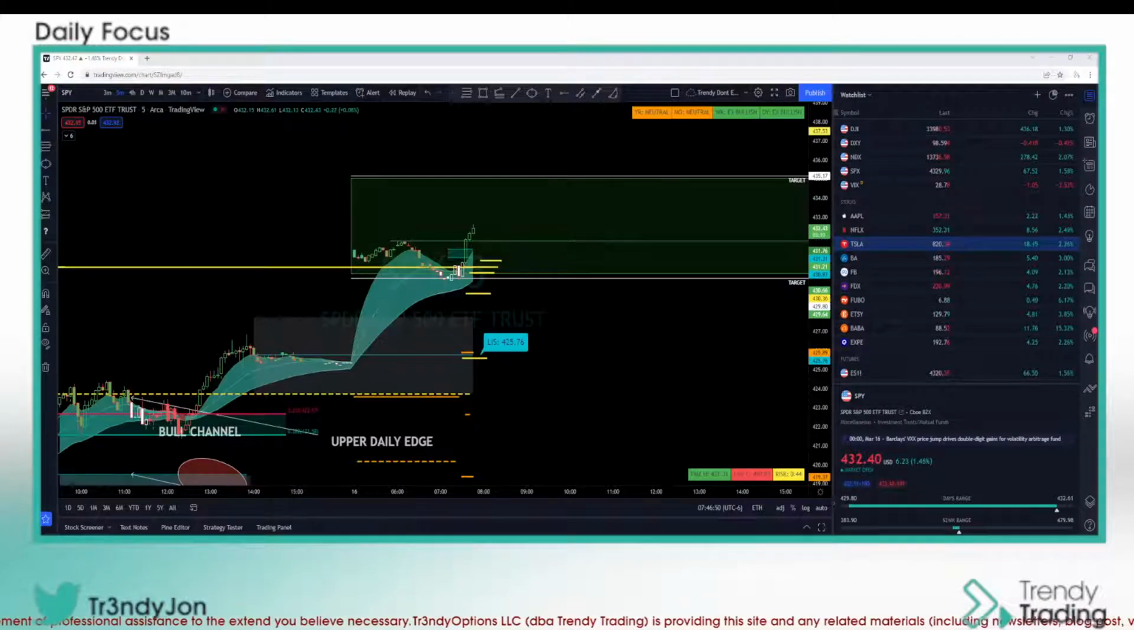RBLX, another day up. My trade price there is at 42. Current price is at 39. And then Snap, my trade price is 32.08, and we are currently at 30.69. These are long-term equity trades. All right.